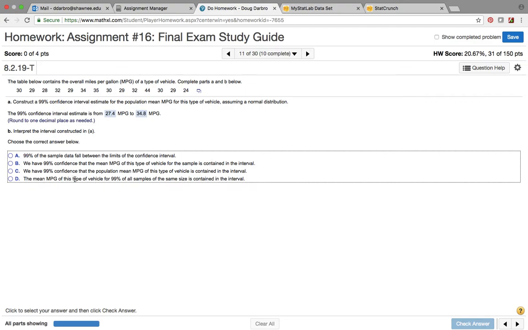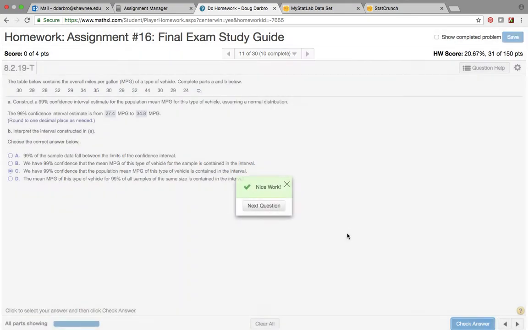D, the mean miles per gallon of this type of vehicle for 99, that's not what it does. A confidence interval estimates the population mean miles per gallon, in this case for this type of car. So we know that that's going to be the answer.